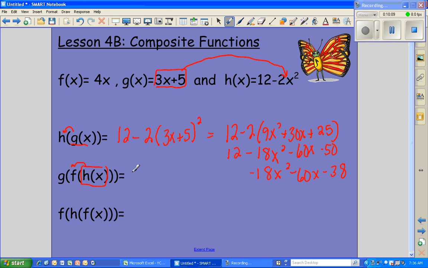All right, so that's going to be 4 times 12 minus 2x squared, which is going to give you 48 minus 8x squared. And then we're going to take that answer that we just got and plug them into the g function. So then that would give us 3 times 48 minus 8x squared plus 5.